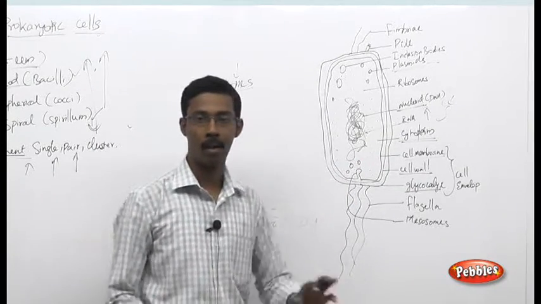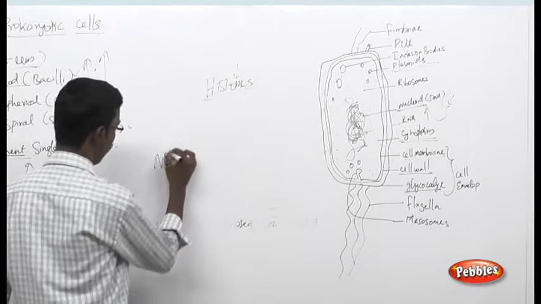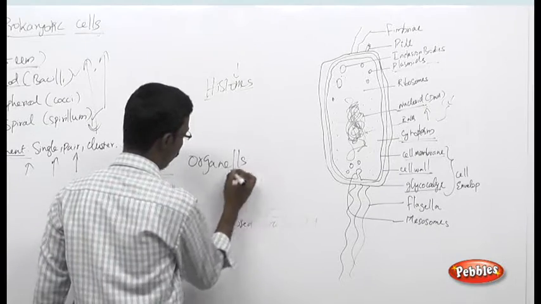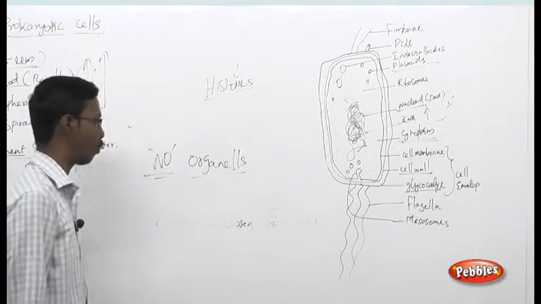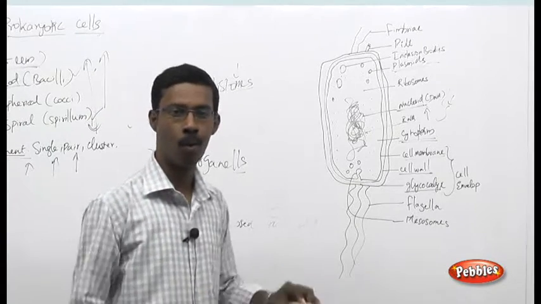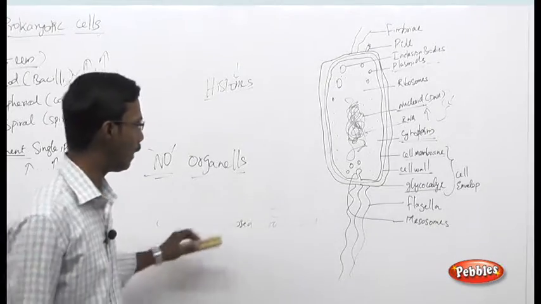Just remember, there are no membrane-bound structures. There are no organelles. You have to remember this point. So what are organelles? As I told you in the last class, organelles are membrane-bound structures. There are no membrane-bound structures or organelles present within prokaryotic cells.